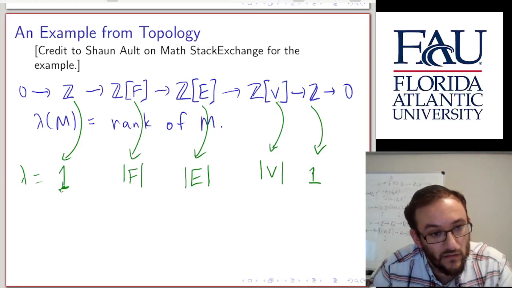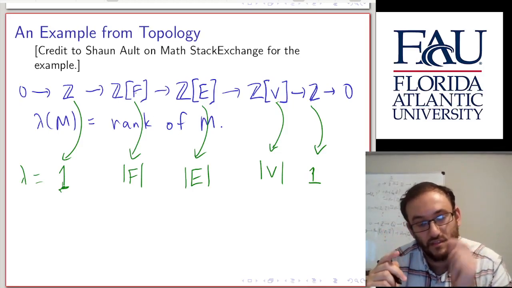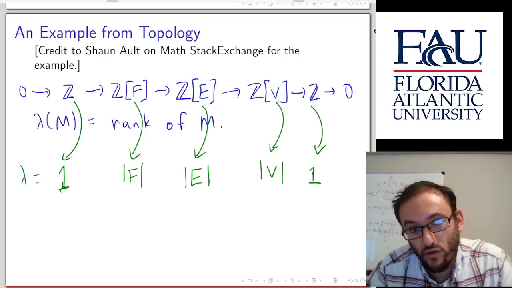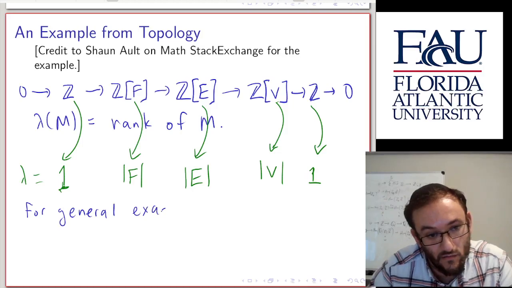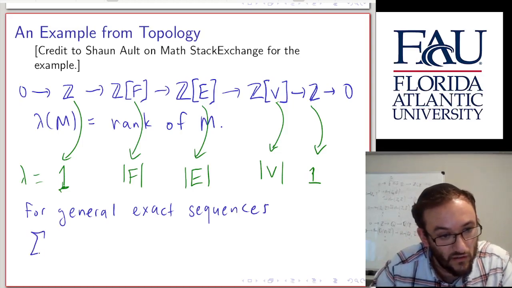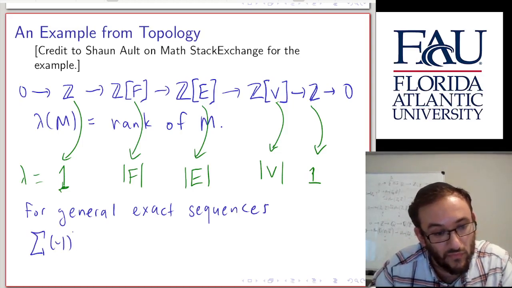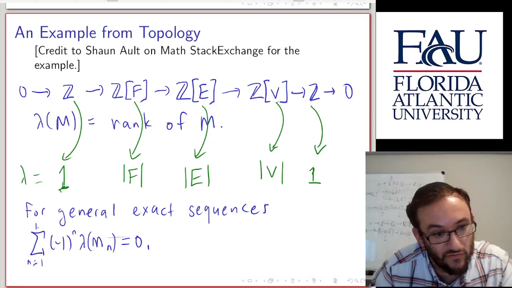And so I told you that in a short exact sequence, you need that the outer two add up to the inner one. But that translates into an alternating sum property. So in general, for general exact sequences, you can just have an alternating sum, and that should add up to 0, where n goes through the set of indices.